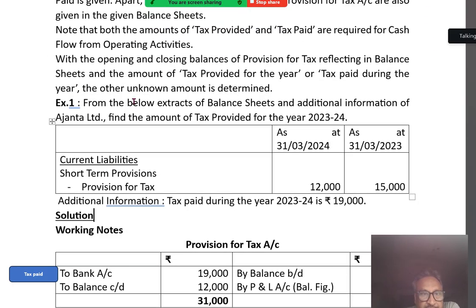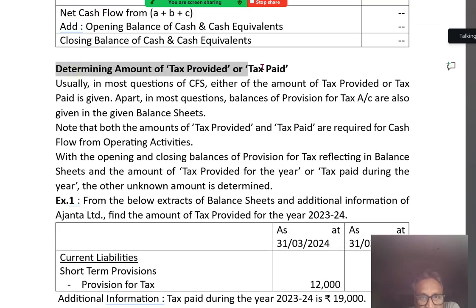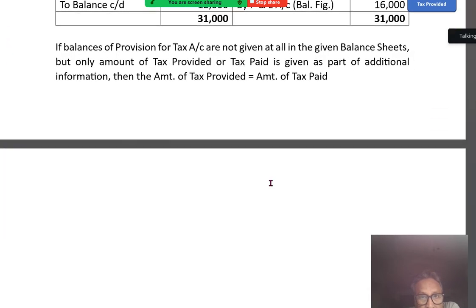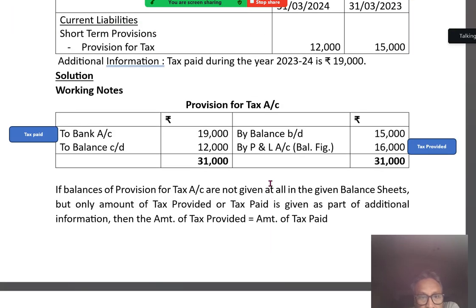So guys, I hope you have understood everything about tax provided or tax paid, right? Yes, sir.